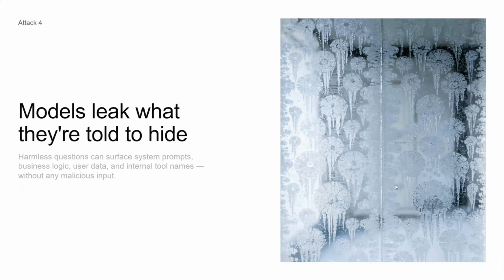So far, every attack we have seen involved some kind of manipulation: direct prompts, hidden instructions, injecting some kind of data. Now, let's talk about something even more subtle. What if there's no attacker at all? What if we just ask the right question and the model reveals something it wasn't supposed to? The models can leak what they're told to hide, things like system prompts, internal logic, tool names, or hidden instructions, not because they're hacked, but because of how they generate responses.